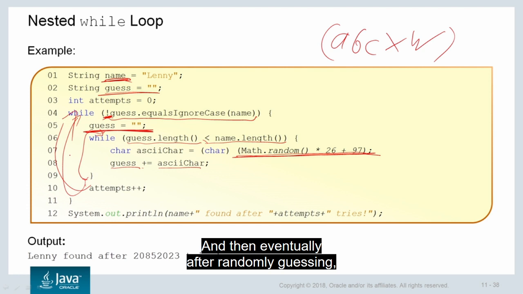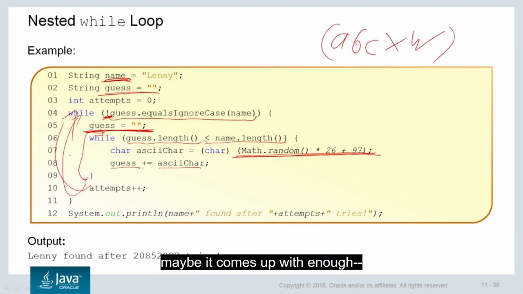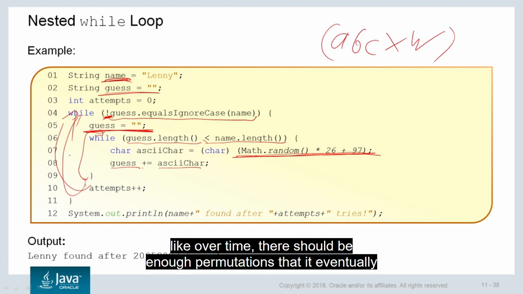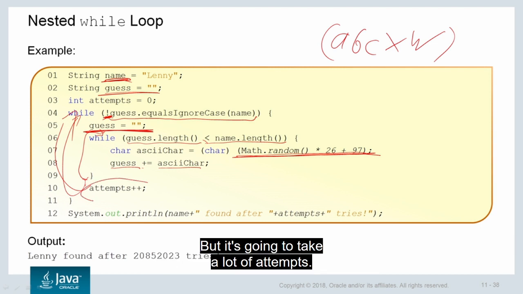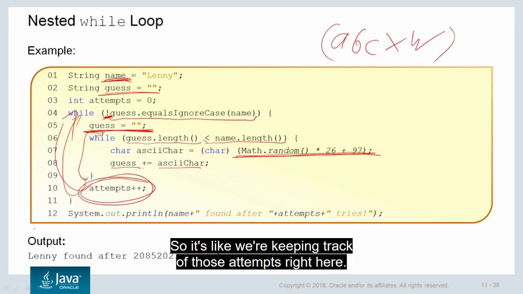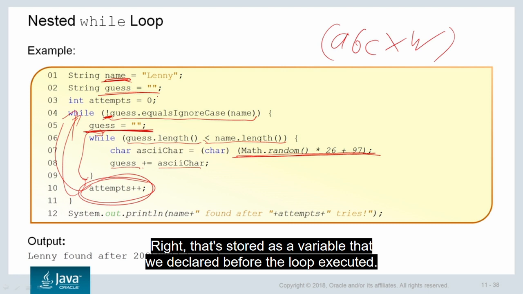Then eventually, after randomly guessing, there should be enough permutations that it eventually stumbles onto the right answer. But it's going to take a lot of attempts. So it looks like we're keeping track of those attempts right here. That's stored as a variable that we declared before the loop executed.